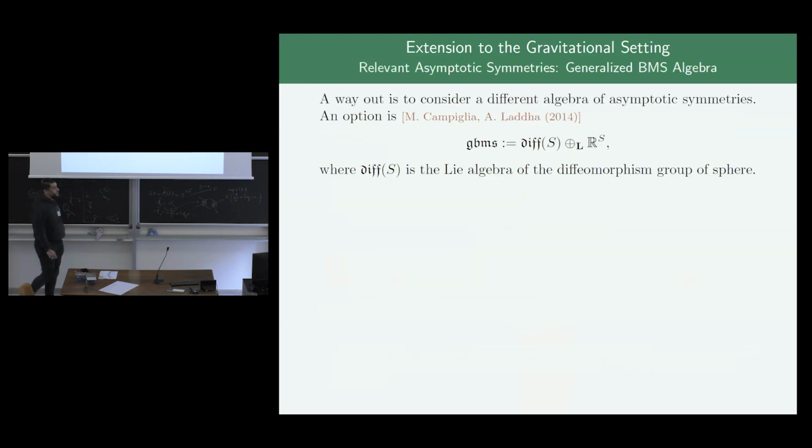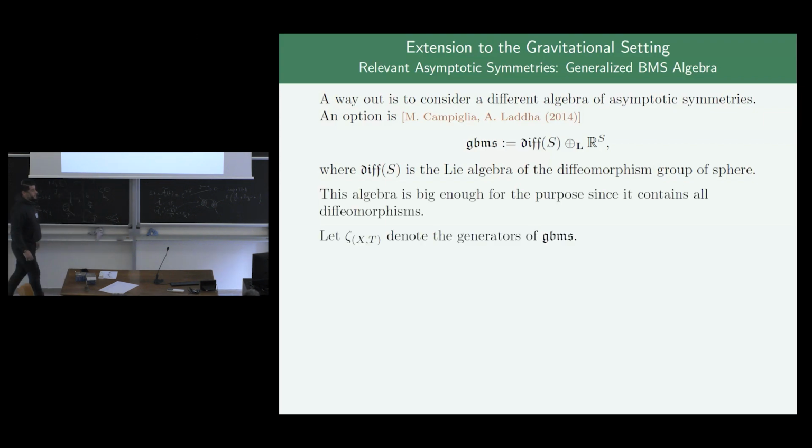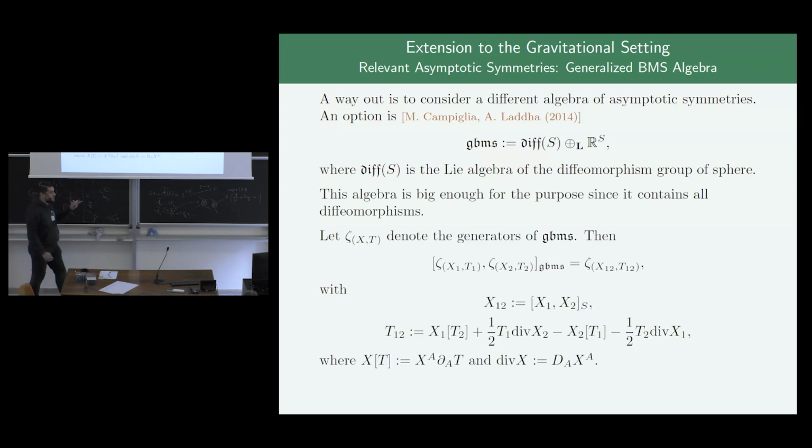So I should be a little bit quick. A way out is just to consider something more general. One of the cases seems a good case, because it's big enough to give a notion of isotropy subalgebra. Its Lie algebra is given by this expression.